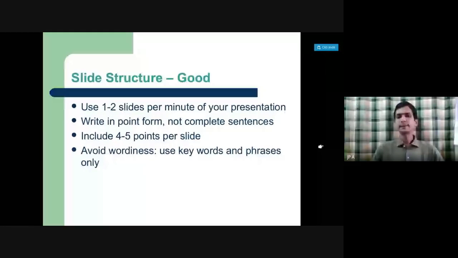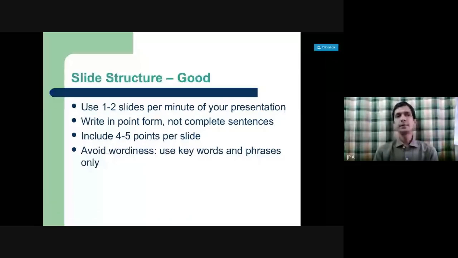So how many slides? This is a question that many people asked me when I asked you to make a submission, prepare an assignment. Many students asked me, how many slides should I have in my presentation? There is no fixed rule for that. It depends on the length of your presentation.